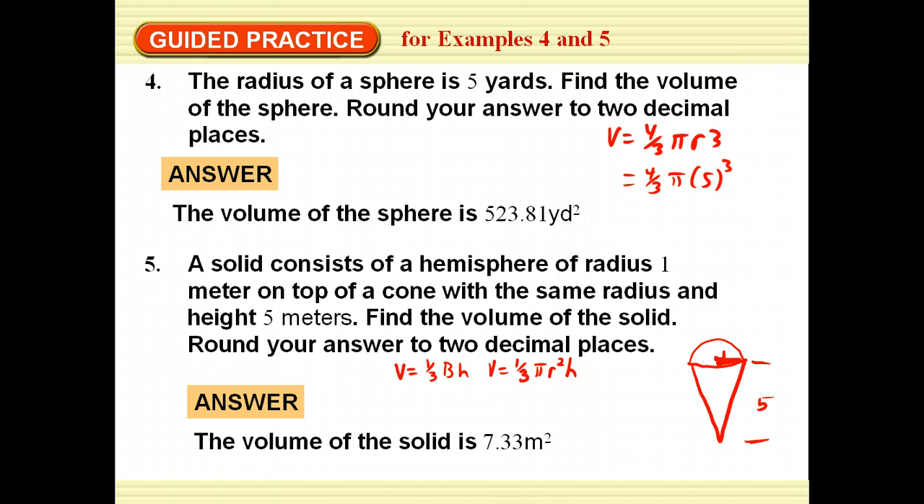And to that, we need to add the hemisphere. We said that is the volume of a sphere, but it's only half of it, so 1/2 multiplied times 4/3 pi r cubed. So we can plug in everything here. 1/3 pi times radius 1 squared times 5 plus 1/2 times 4/3 pi times 1 cubed. And that's where we get our 7.33.